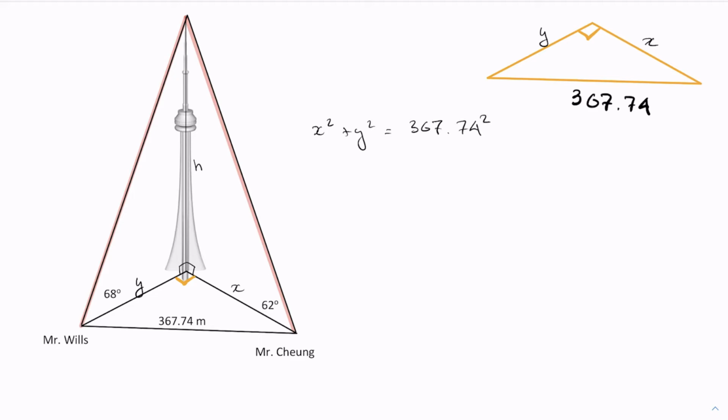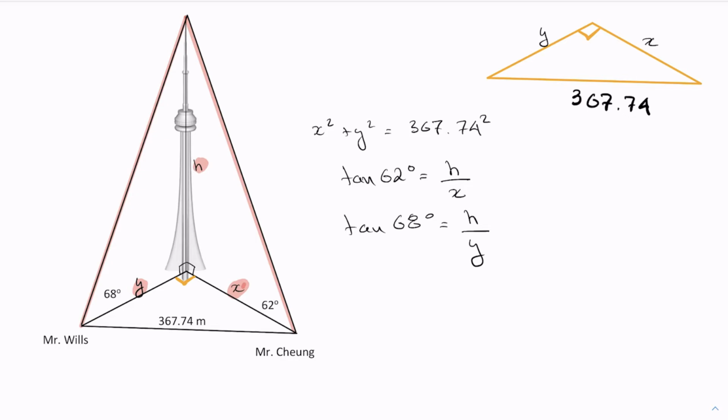Okay? Keep in mind, there are 1, 2, 3 variables, and maybe it hasn't been stressed enough, but the number of variables you have usually dictates the number of equations you want to have in order to solve. If you now look at this triangle here on the side, I can relate x and h and 62. How? Well, let's do this. Tan of 62 degrees is equal to h over x. Similarly, tan of 68 degrees is equal to h over y.